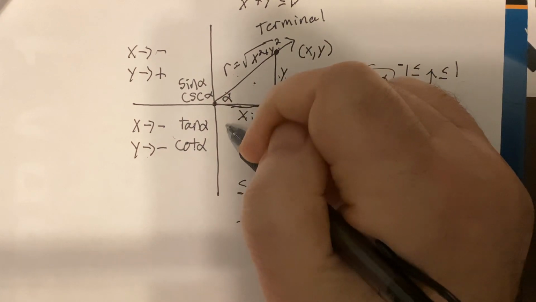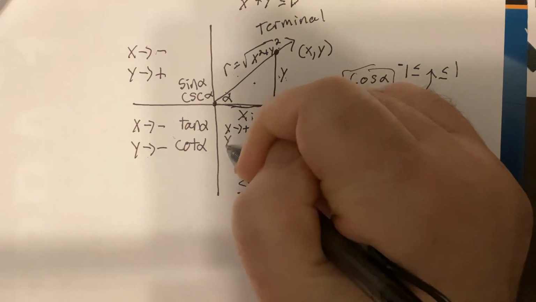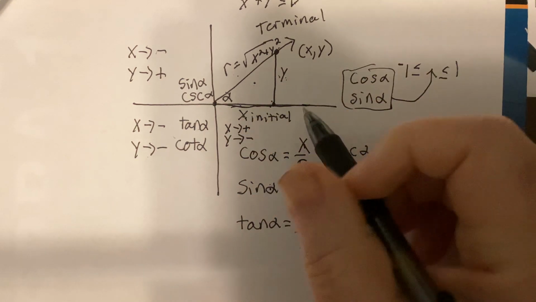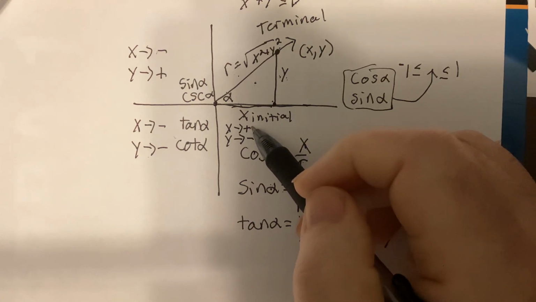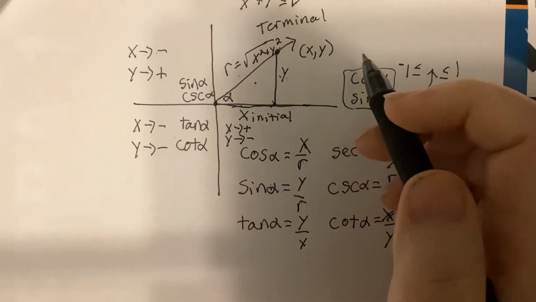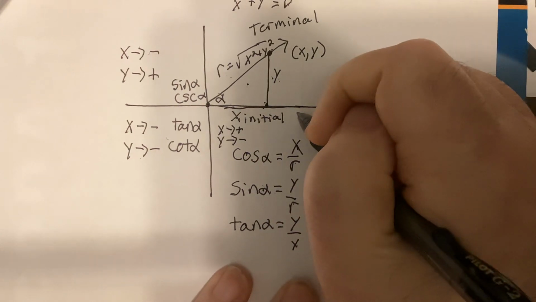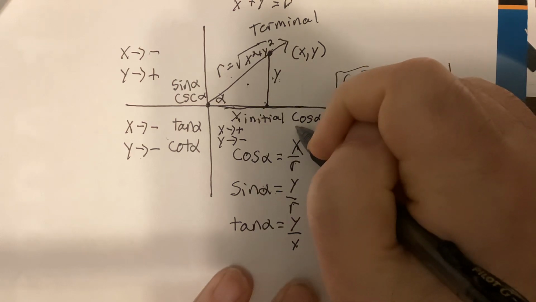And then in this quadrant, x is positive, but y is negative. So the trig function that would be positive would be the one with x and r, because y is negative. So therefore, that would be cosine and secant.